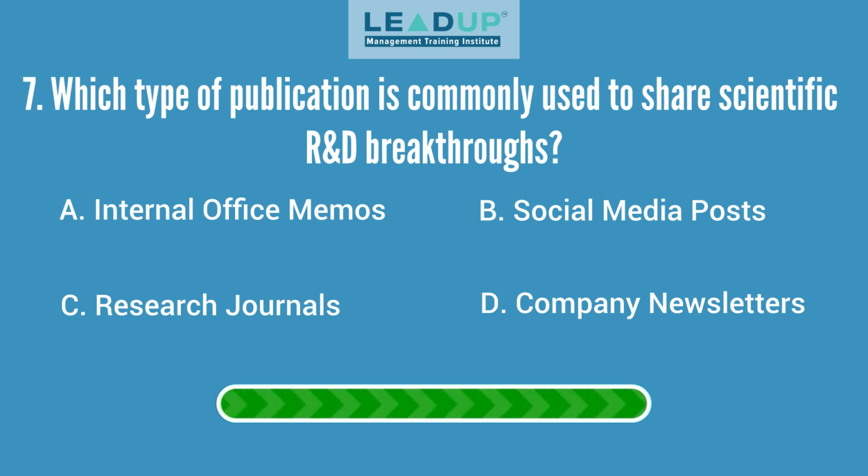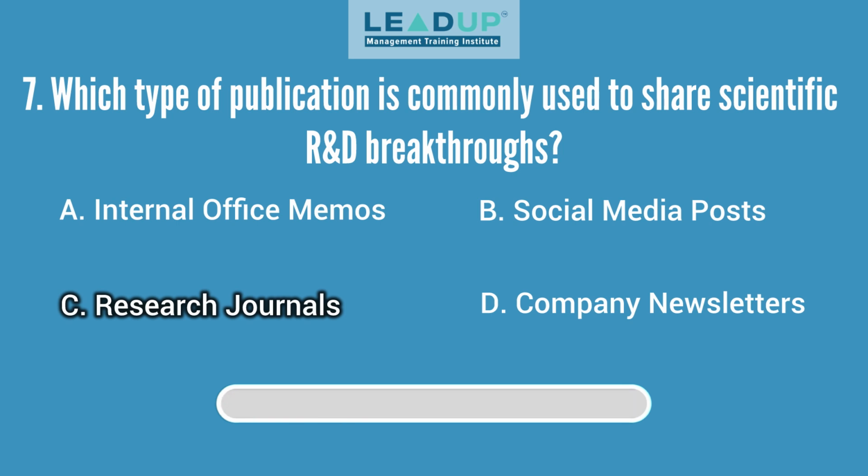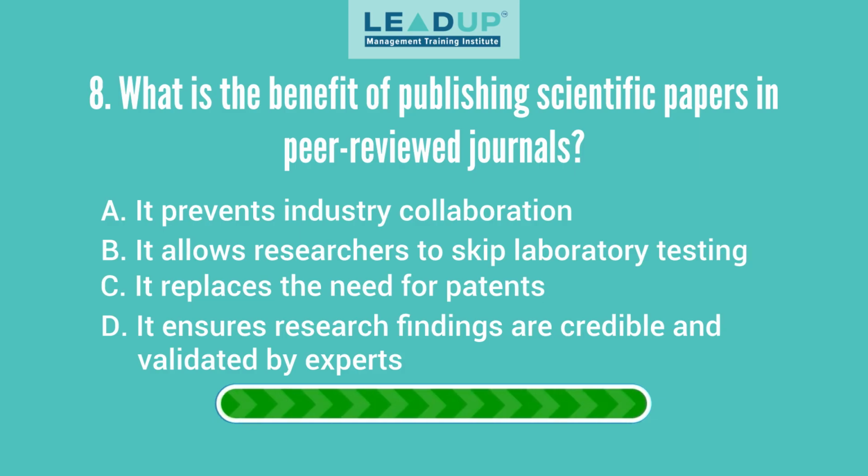Question 7. Which type of publication is commonly used to share scientific R&D breakthroughs? A. Internal office memos. B. Social media posts. C. Research journals. And D. Company newsletters. Answer: research journals.